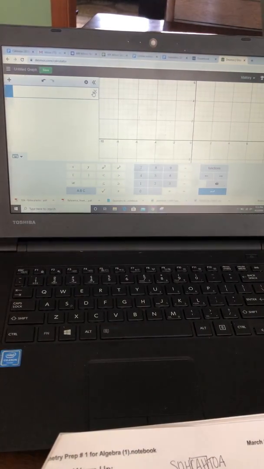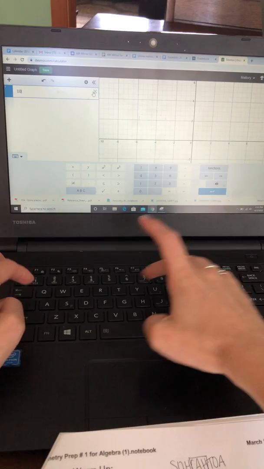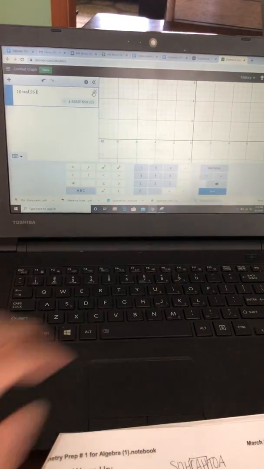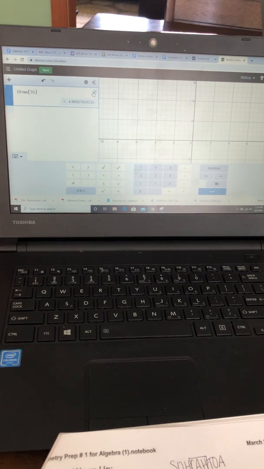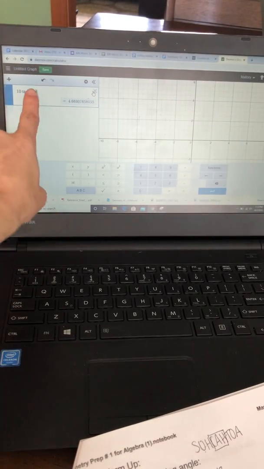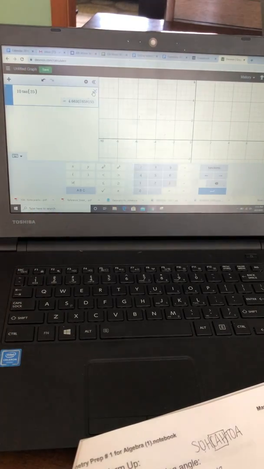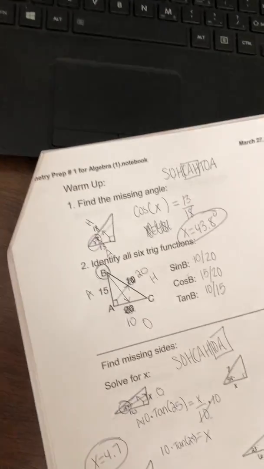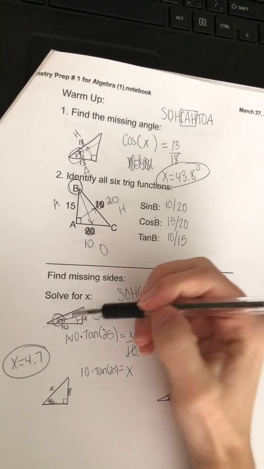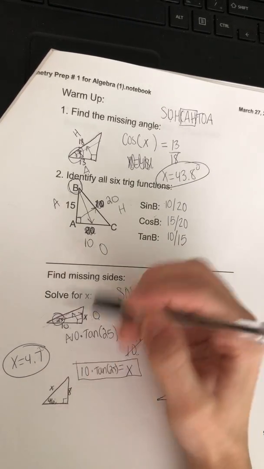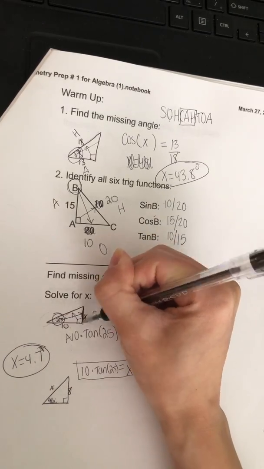So I'm going to type in 10 tangent of 25 in parentheses. And it tells me it's 4.7 if I round it. Now a few things. I didn't put the -1 with the tangent because you only do the -1 when you're solving for an angle. In this case, I was solving for a missing side. So I did not have to put the -1. I just type it in exactly how it says. And I don't have to put degrees with it because, again, we were missing a side this time, not an angle.